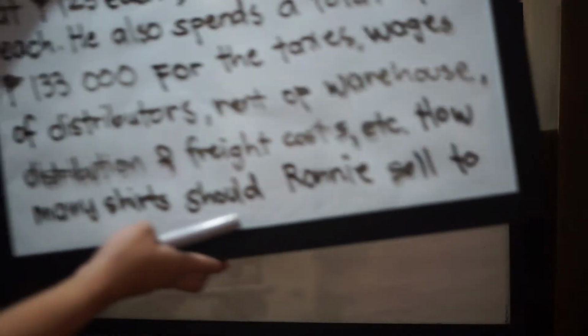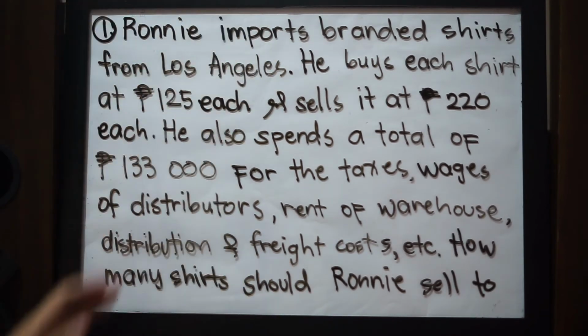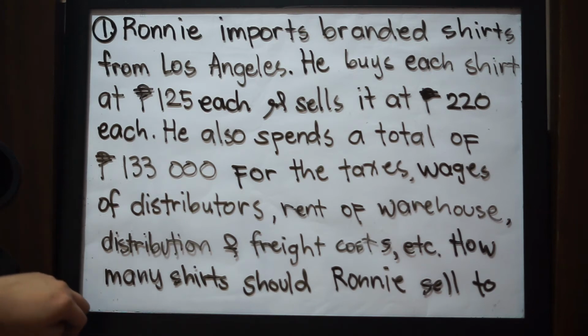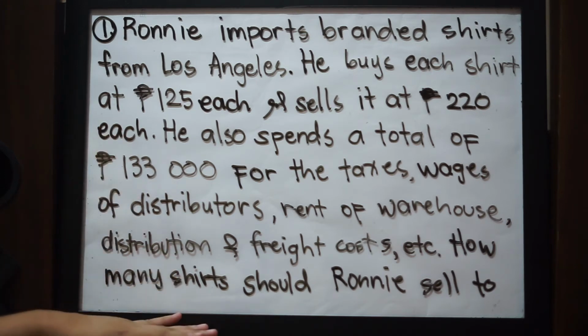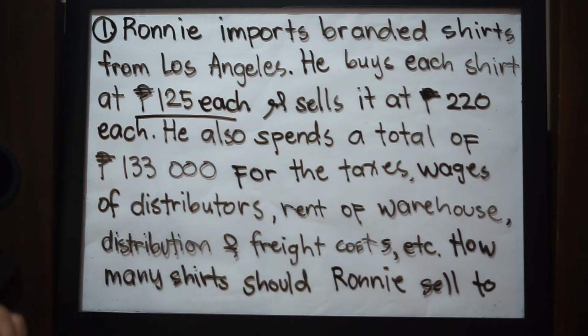So, the same process lang ulit yan from the previous problems natin. We will have to identify the given values and also the unknown values, and then we will solve. So, before we write the given values, let us go back to the problem and analyze the given numbers. The first given number is 125 each. Tignan natin kung ano ba yung ibig sabihin ng 125.